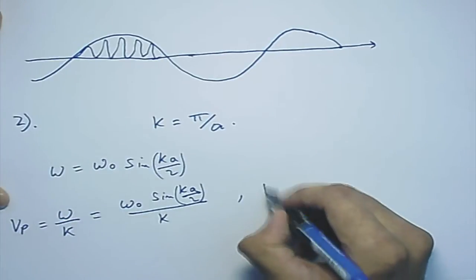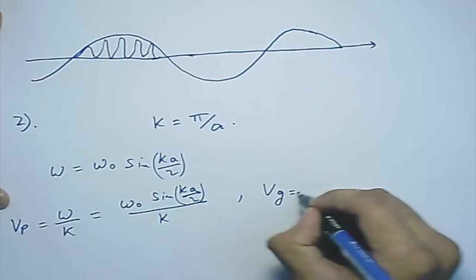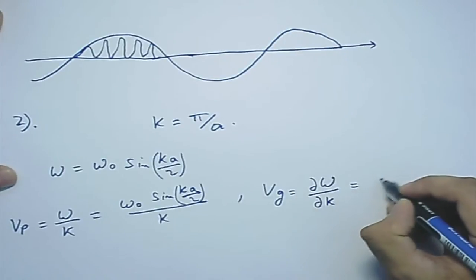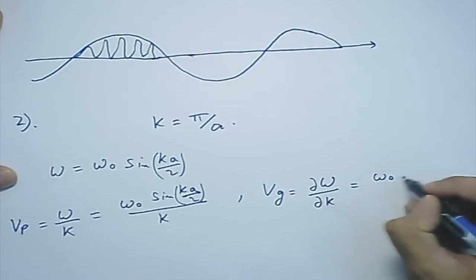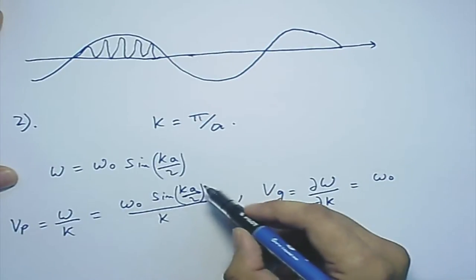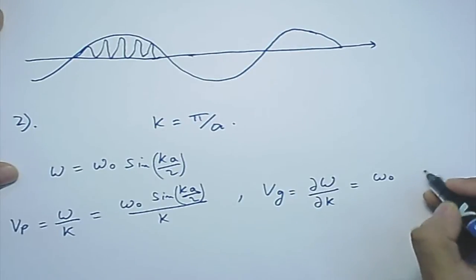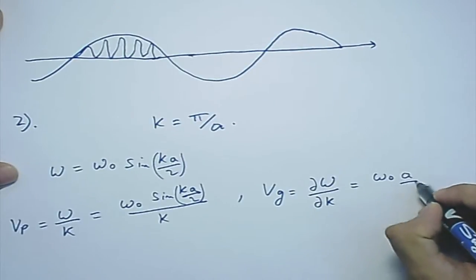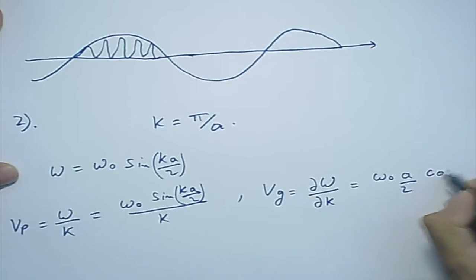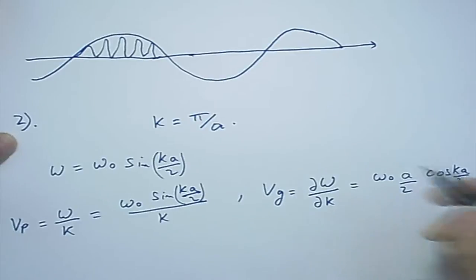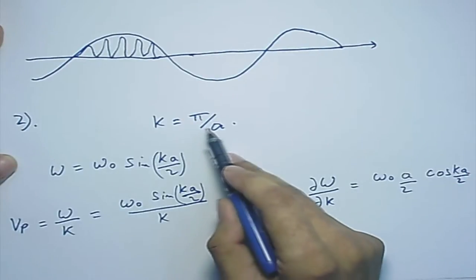And the group velocity would be del omega over del k, which is equal to omega naught times the derivative of sine of k a over 2 with respect to k. That would be a over 2 cos of k a over 2. Okay, so these are evaluated at k equals pi by a.